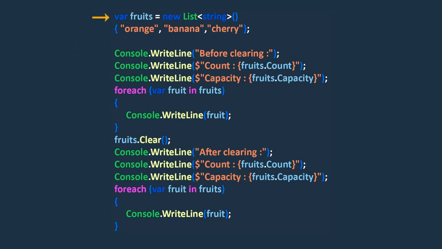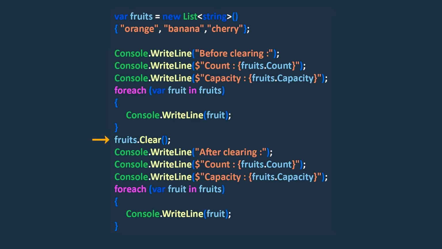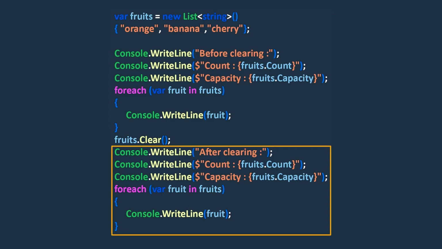In this example, we have a list with 3 elements. Before we call the clear method, we print the count and capacity of the list. Next, we iterate over the list and print each element. Then, we call the clear method on the list to remove all elements, and print the count and capacity again. After that, we iterate over the list again and print the elements.